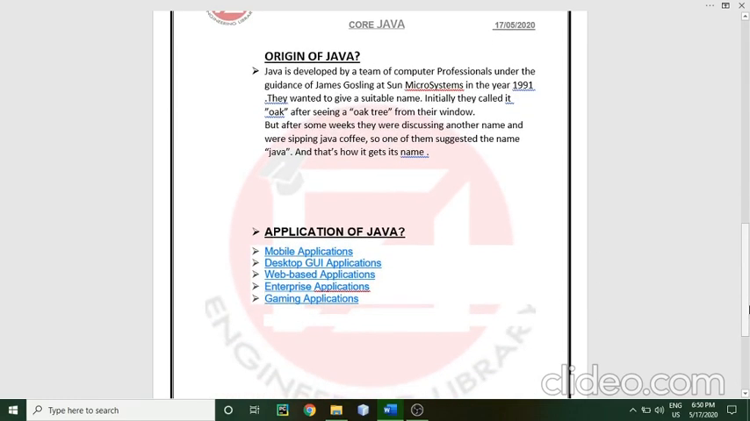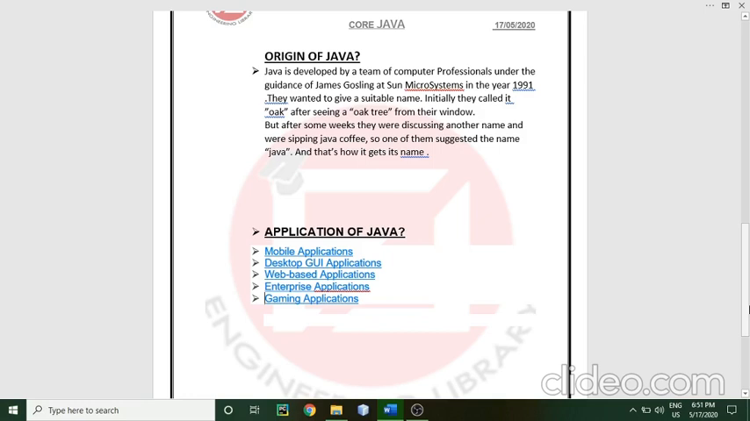Now let's discuss its applications. Java is a highly demanded programming language, so its applications are also highly recommended for people nowadays. We are looking at its applications. The first application I have written here is mobile applications. A lot of people are using mobile phones, and in mobile phones there are so many apps installed, so that applications will be better for better use actually.